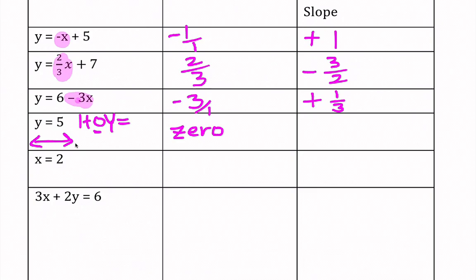Okay, we're not really going to do the opposite reciprocal of this one because what type of line would I need in order to be perpendicular to this guy? A horizontal line? Well, I would need a vertical line.